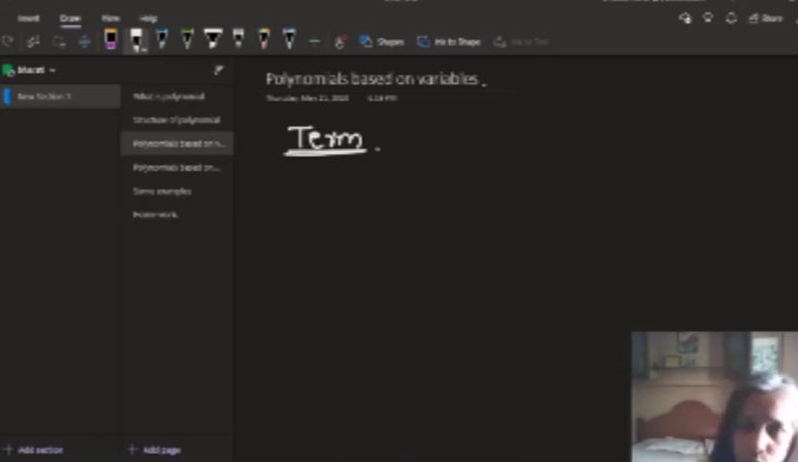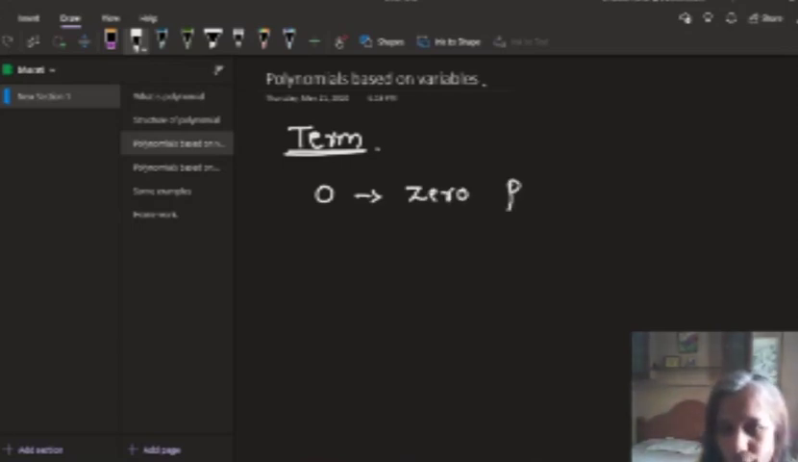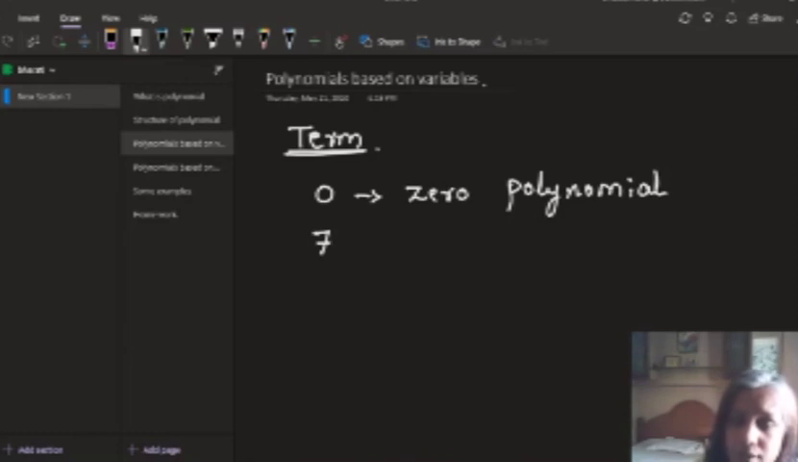Let me show you those terms. First, 0. 0 is a term and simply we call this the 0 polynomial. Yes, it is the 0 polynomial. Suppose I have a number, say 7. This 7, any number, we call a constant polynomial.